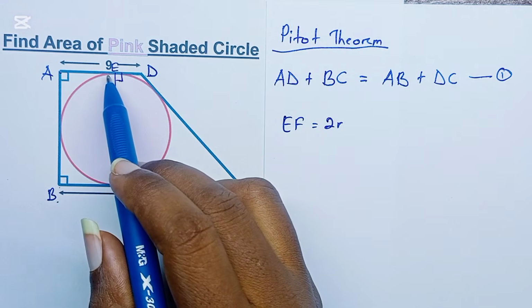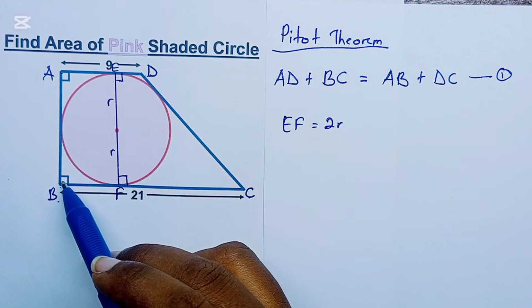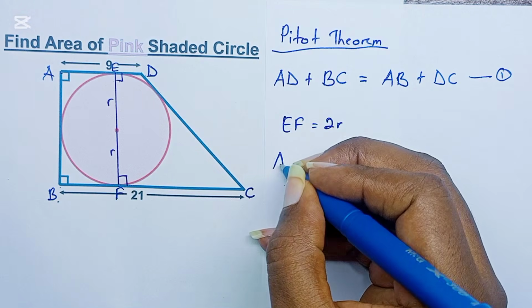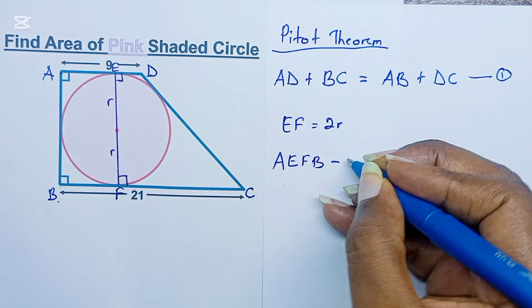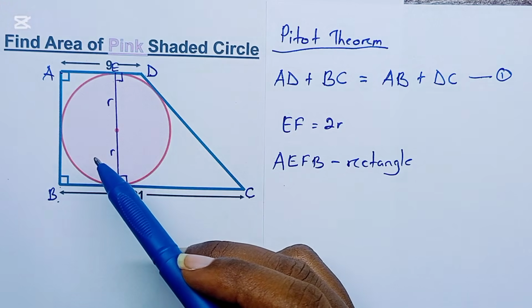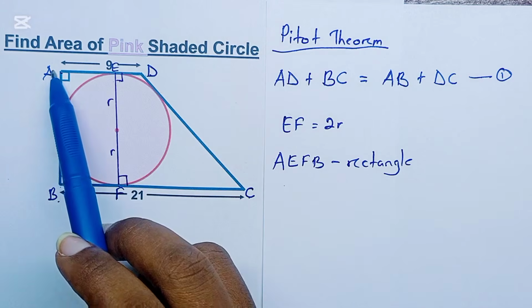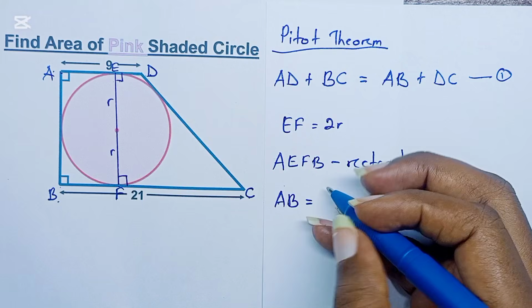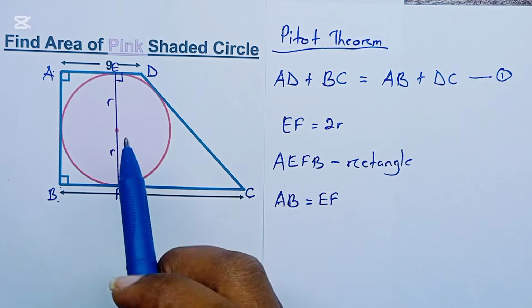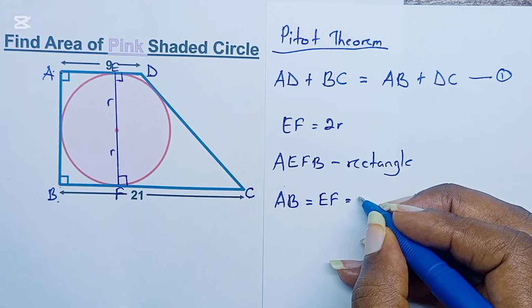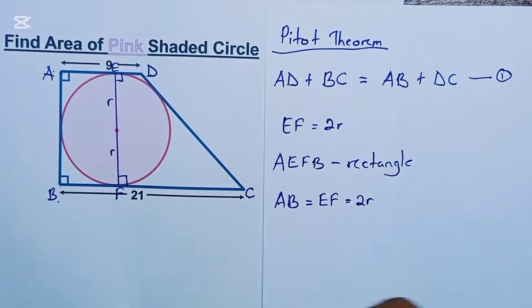Since this is 90 degrees, this is also 90, this is also 90. Since we already know that this is 90 and this is 90, that makes the shape AEFB a rectangle. And we know that opposite sides of a rectangle are equal. So AB is equal to EF, and we have already seen that EF is 2r. Therefore, AB is also equal to 2r. So this side here is 2r.